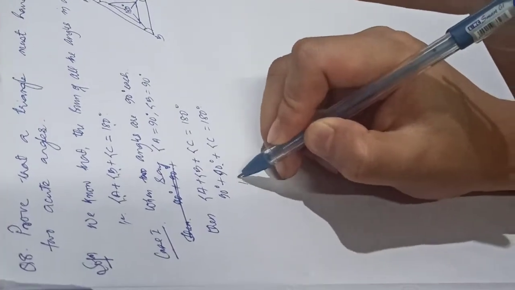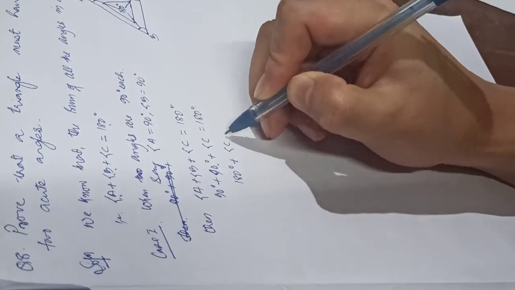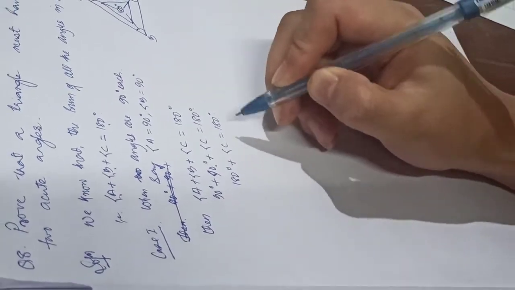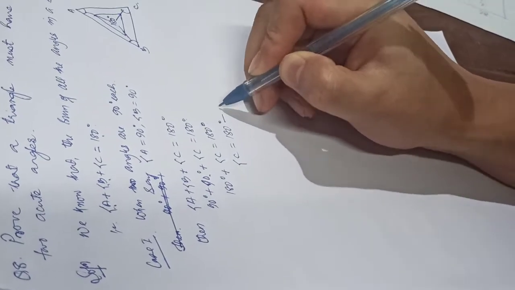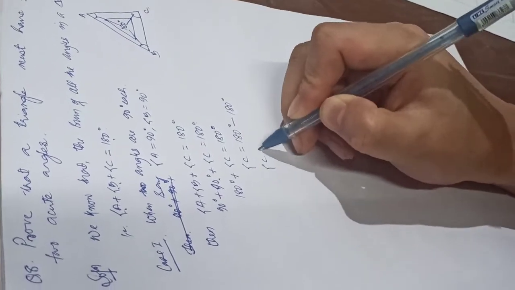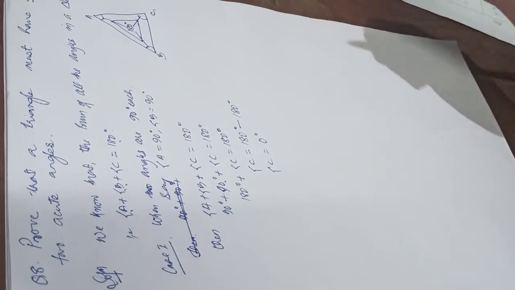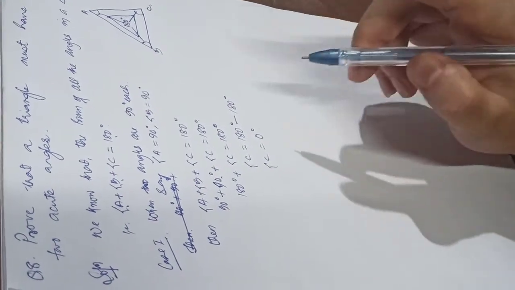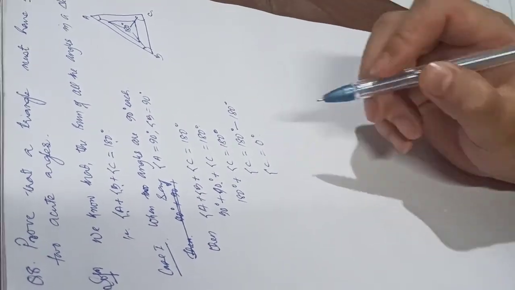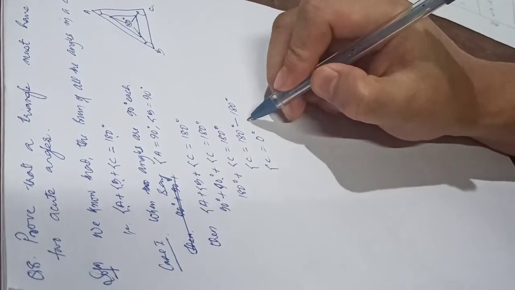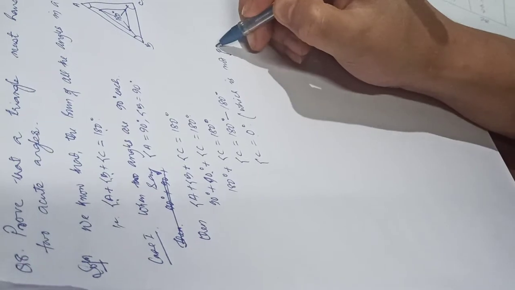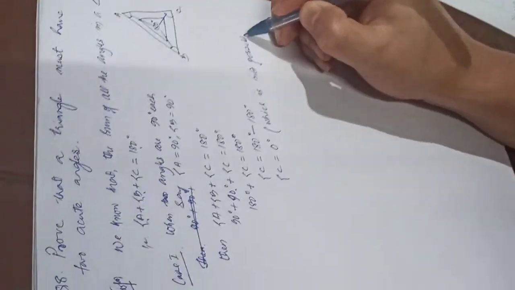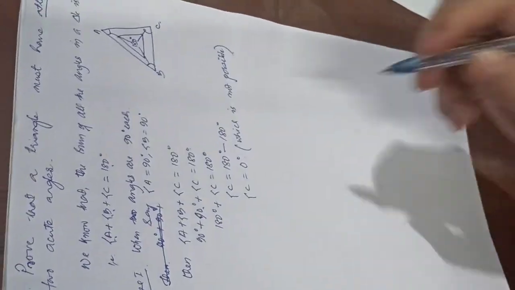So 90 plus 90 degrees is 180 degrees, plus angle C equals 180. That gives angle C equal to 180 degrees minus 180 degrees, which gives angle C equal to 0. Now, do you find any angle in a triangle which is 0 degrees? No, right? So in brackets you write: which is not possible, because no angle in a triangle is 0 degrees.